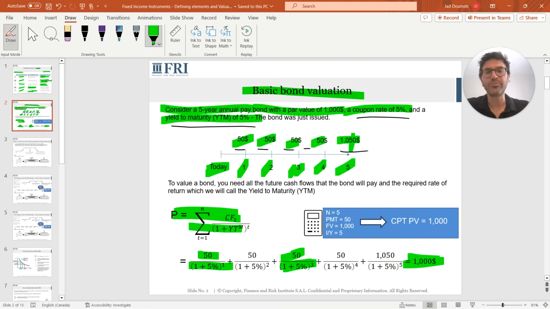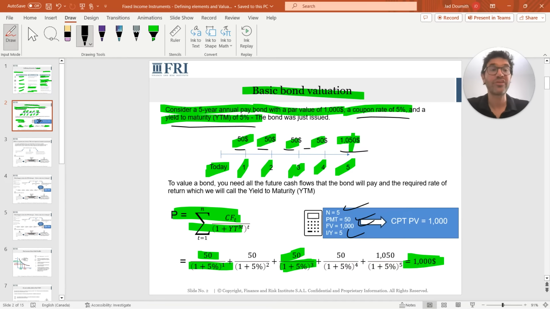Next, you start to input the elements of the bond and ask the calculator to compute the value. So N is 5, because that's the maturity of the bond. The payment is $50. That's 5% of 1,000, which is par value. The future value is always par value. That's how much you'll earn back 5 years from now. Interest rate, or the yield to maturity, is 5.